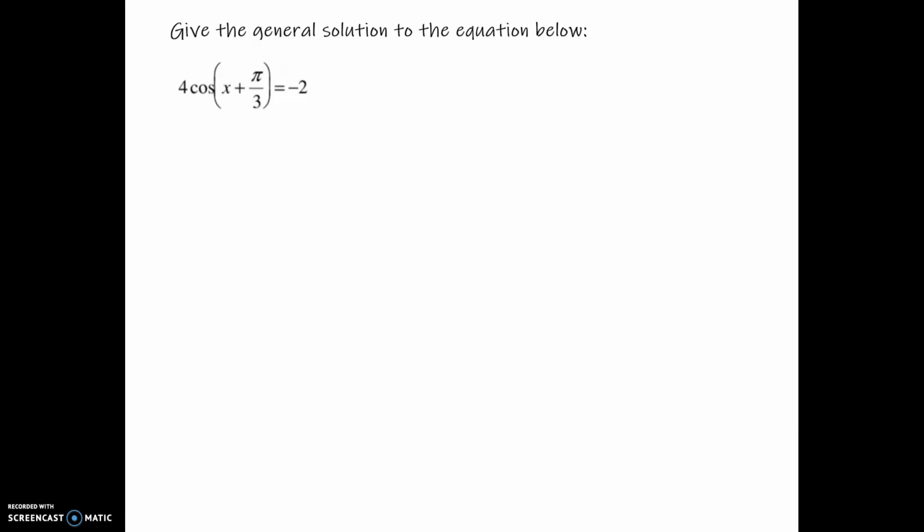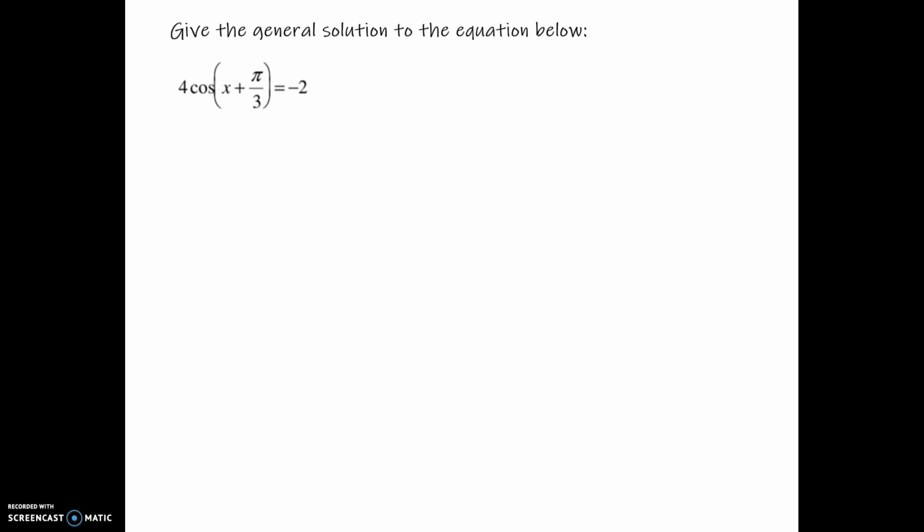In this video, we're going to be looking at giving general solutions to trig equations. So here we have an equation, 4 cos(x + π/3) = -2, and we need to give a general solution to this equation.